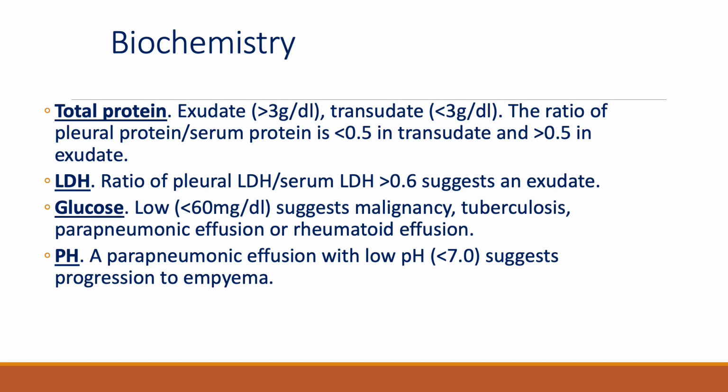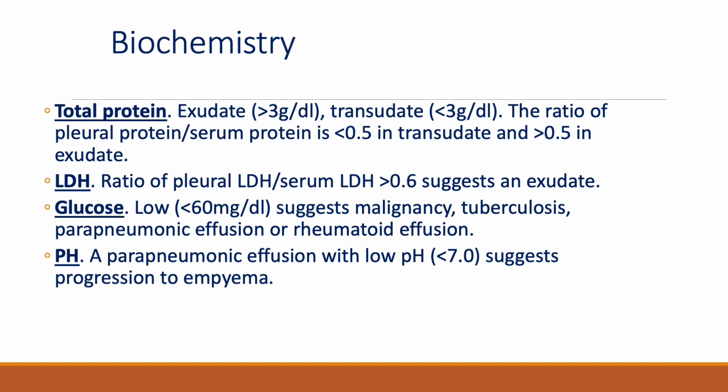So biochemistry, initially, the gross appearance of the fluid will give you an idea. So if it is traumatic, you will find blood. If it is serous, it could be more of malignant, or if it is whitish, it may be a chylothorax. If it is turbid and yellow, then it will be empyema. So the gross appearance itself might help to direct you to the underlying cause.